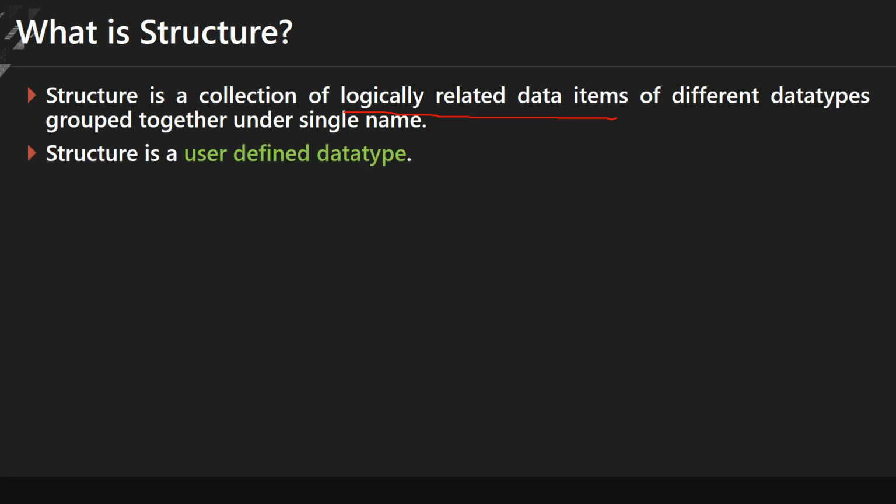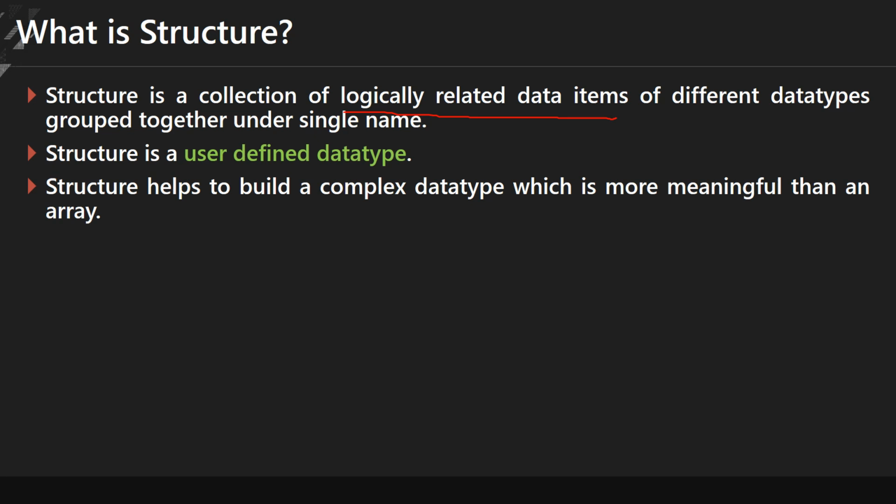Structure is a user defined data type, which helps to build a complex data type which is more meaningful than an array. Usually I compare it with the array. An array is also a collection of different items of similar data type, but a structure is a collection of logically related data items of different data types which are handled by a single name.